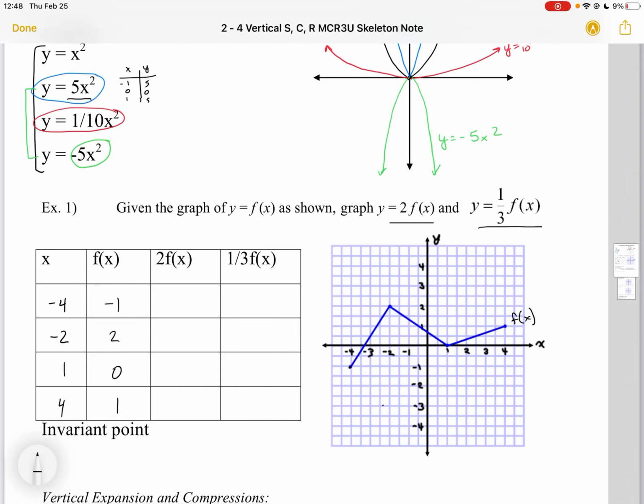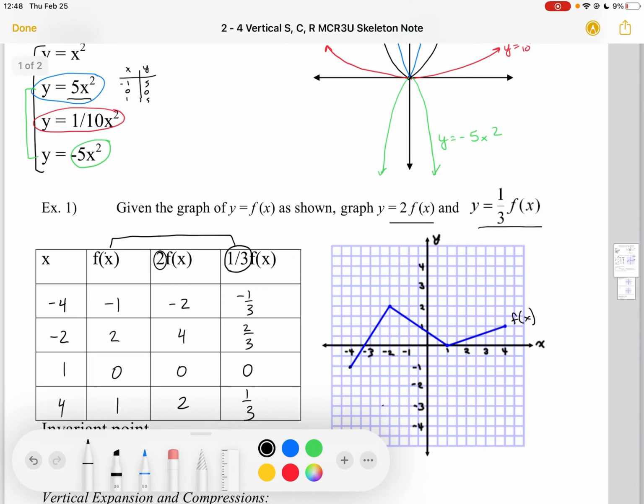My first one here is I'm going to take 2 and multiply it by f of x. So I get -2, 4, 0, and 2. In my third column, I'm going to take my original y values and multiply them by 1/3. So I get -1/3, 2/3, 0, and finally 1/3. Now I'm going to plot those two.